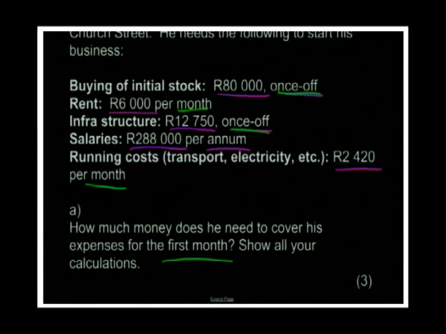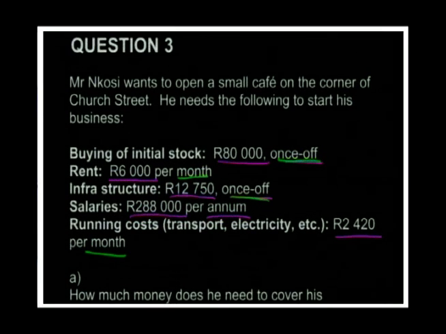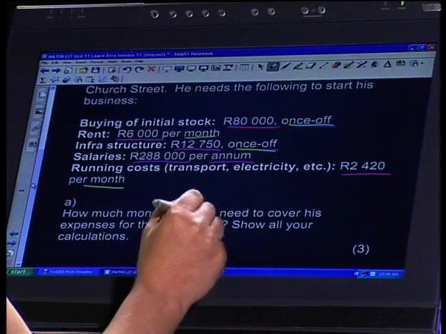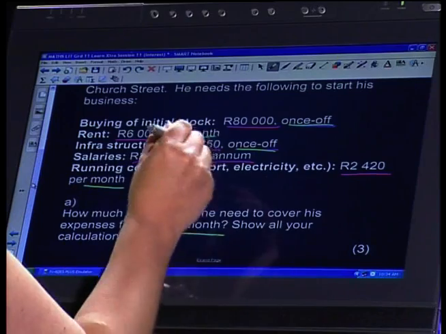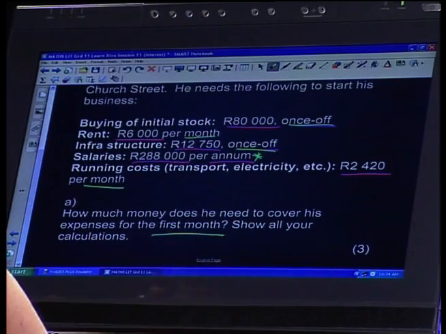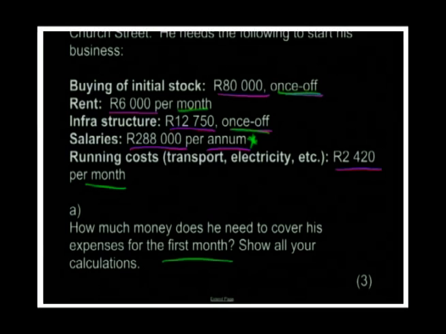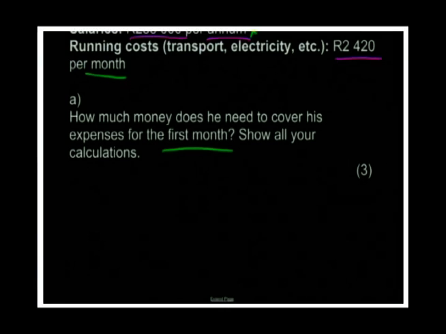Now, in the first month of his business, we can go back and check that. He's opening the business. He needs to start. We need to buy the initial stock, and we need to pay the once-off fee for the infrastructure. So in his first month, he has much higher expenses than the rest. So let's go through, and we need to cover his expenses for the first month. We also need to check, well, I had one amount that was per annum. So before I calculate his first month fees, I need to work out how much his salaries are per month. So I'm going to do that calculation first.